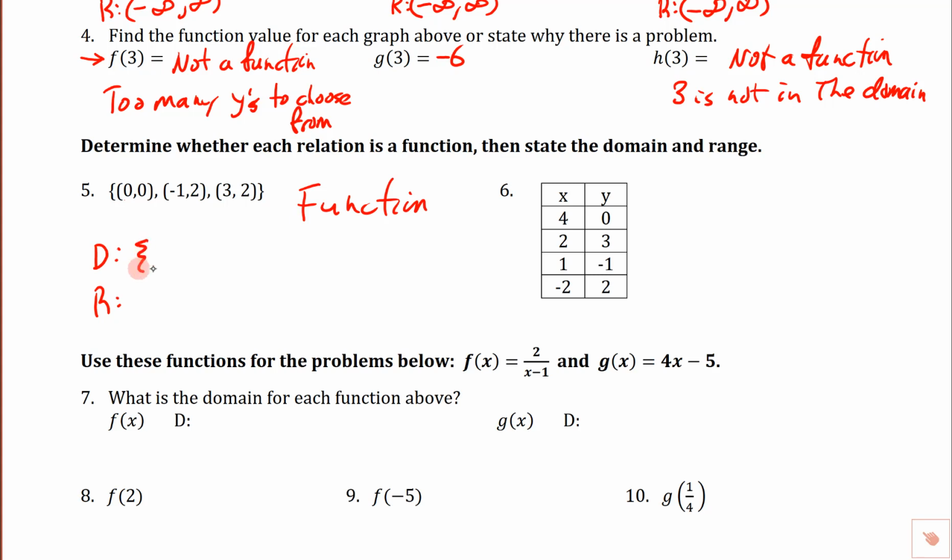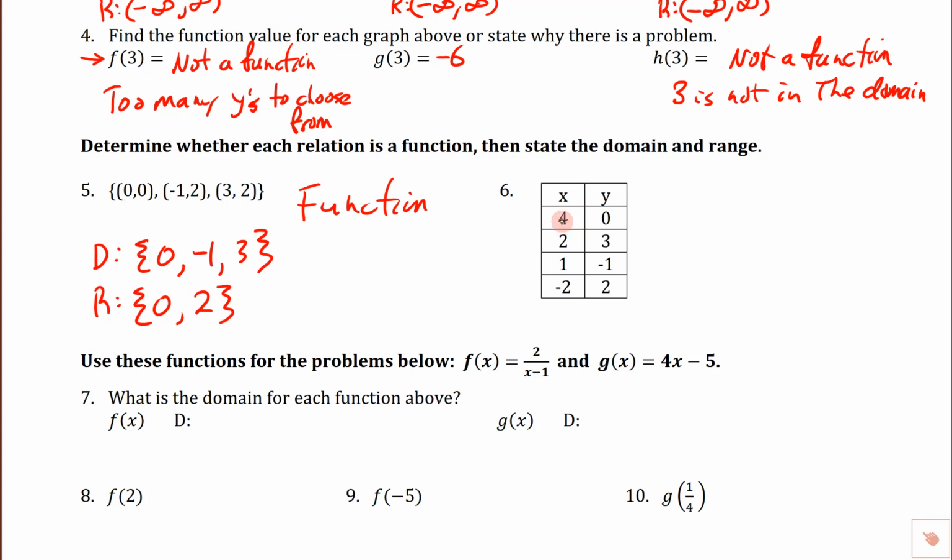So the domain is going to be the set of 0 and -1 and 3. Okay, and then the range is going to be 0, 2. And remember, if we've already got a 2 in that set, we don't need to put another one. So I'm just going to stop right there.